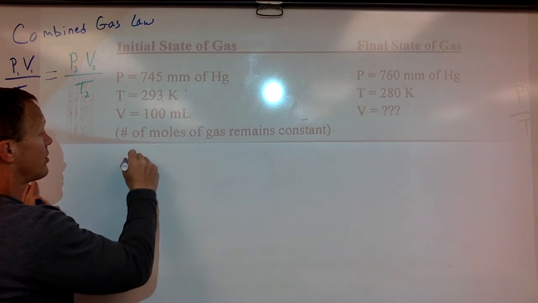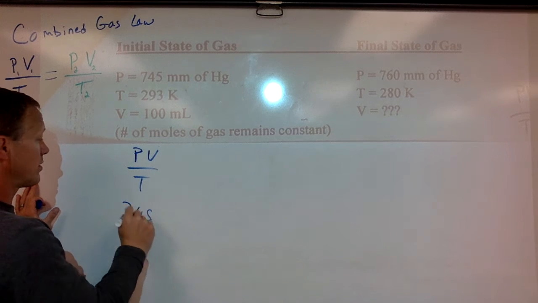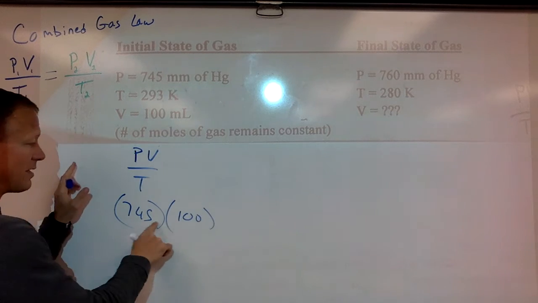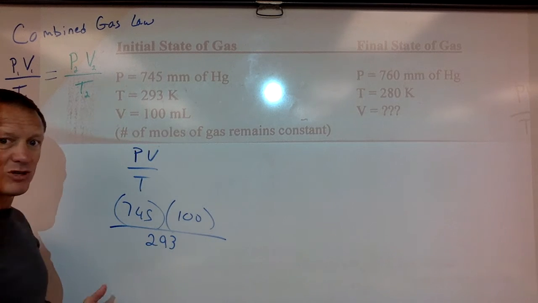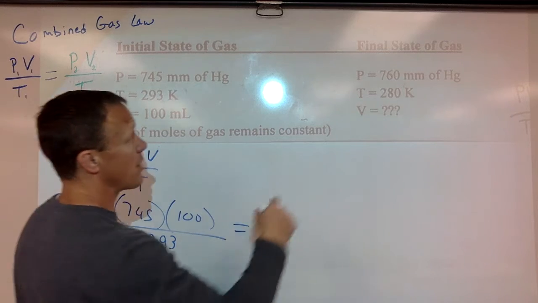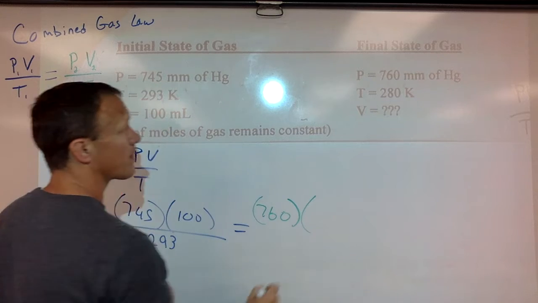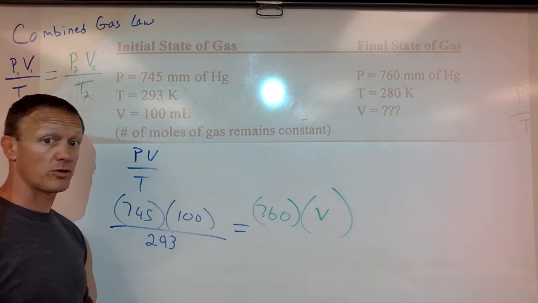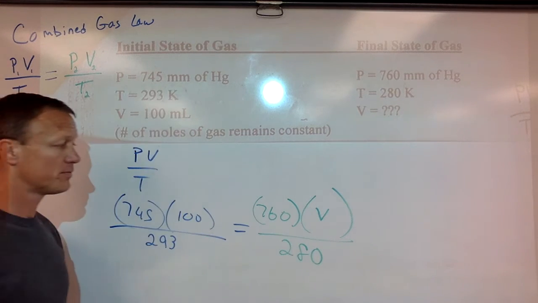So here we have PV over T. We got 745, I'll put them in parentheses just to separate them out, times 100 milliliters. So there's our P times our V over our temperature, 293 degrees Kelvin, which is about room temperature, pretty close to it, equals, all right, now we've changed the pressure to 760, so we put a 760 over here. We're trying to figure out what is the volume. It won't always be volume we're solving for, when the temperature is now 280 degrees Kelvin.